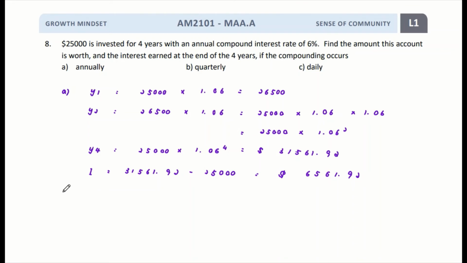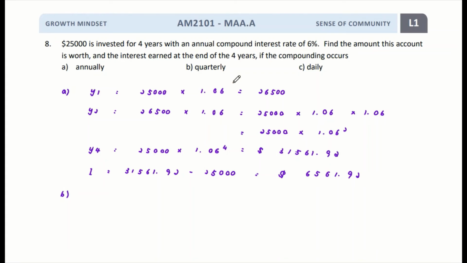Okay, so part B, the only difference here is that the compounding occurs quarterly. So for each quarter, you get 1 time of interest. For 1 quarter, you get 1 time of interest. So the difference here is, although the time period will be the same, at the end the answer will be different because the compounding actually occurs much more frequently.